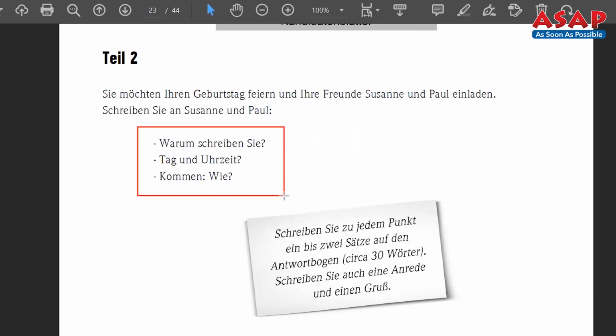You have to write two sentences on every point. So in total there will be around 30 words. Don't write more than that at all. Try to restrict yourself to 30, 32 maximum, and not less than 25 or 27. So 30, 32 or 28 words is fine, but strictly not more than 35. So two sentences. We will practice how to write this email.